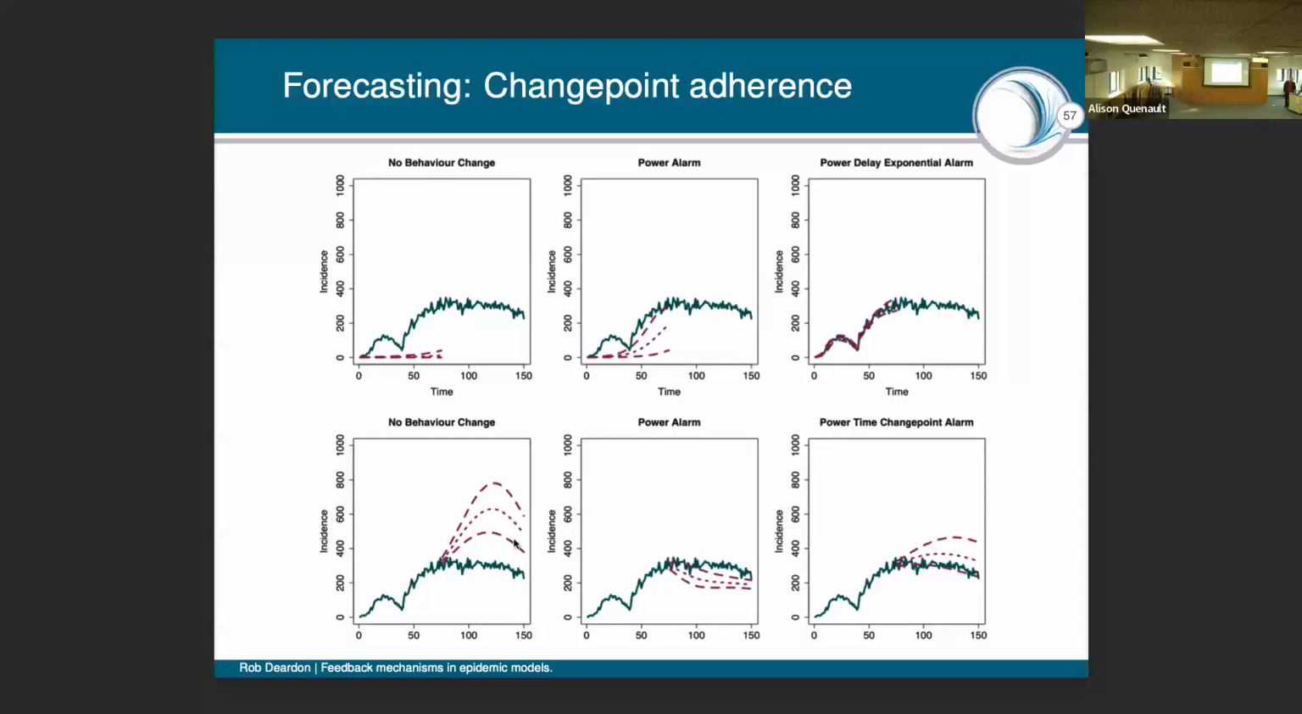The SIR model fails completely. The power alarm is a bit closer, but not perfect. This is not perfect either, but it is doing a better job than the power alarm. The real curve is at that lower bound of our posterior predictive distribution of curves there. On average, we're slightly overshooting the curve, but it's certainly doing better than the other two.